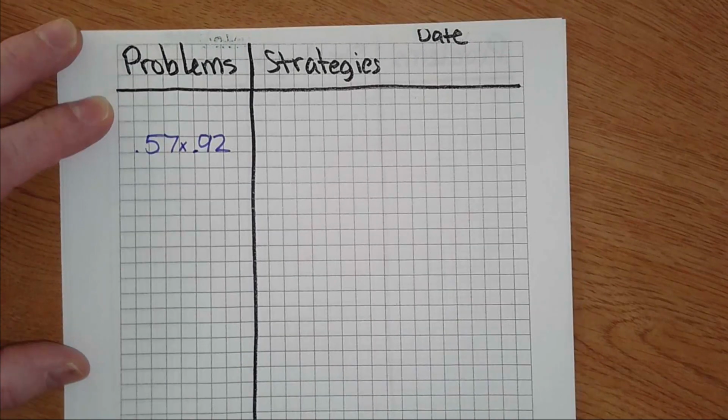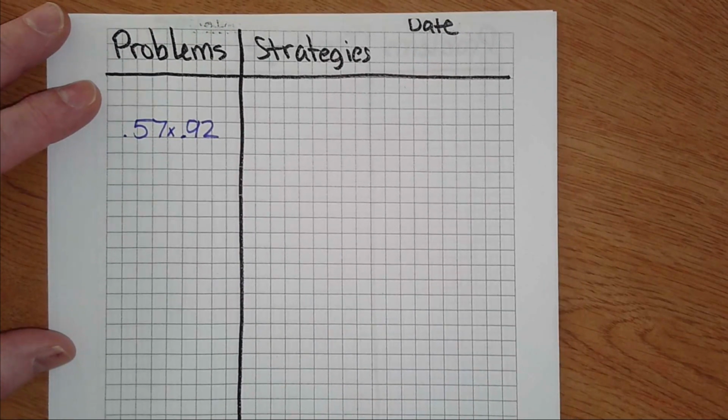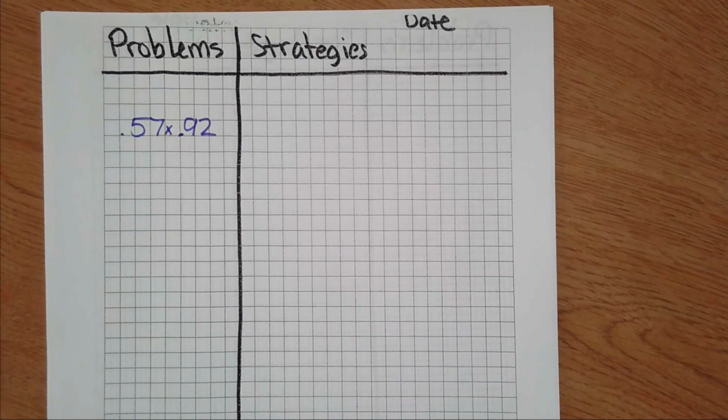57 times 92 hundredths. I'm not sure. Probably the Wi-Fi.